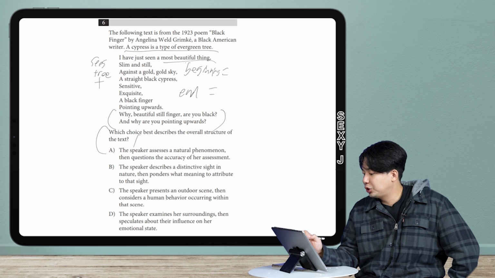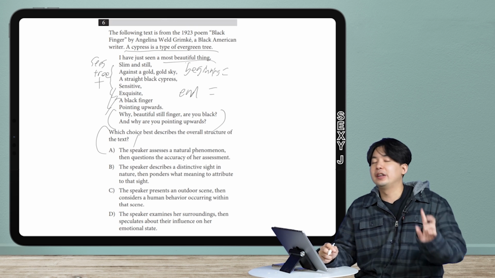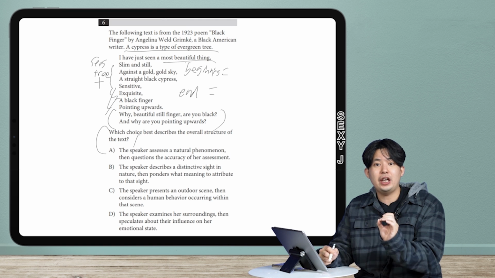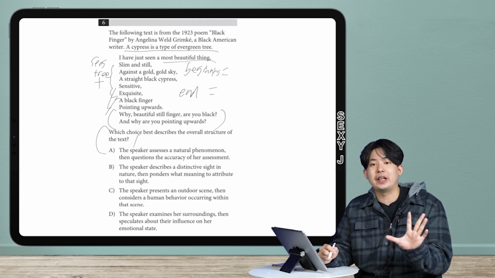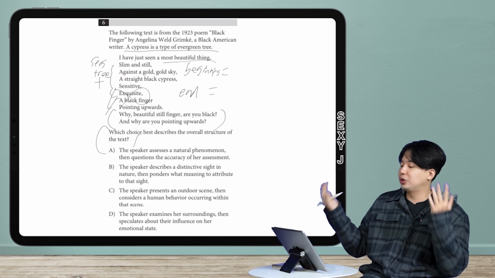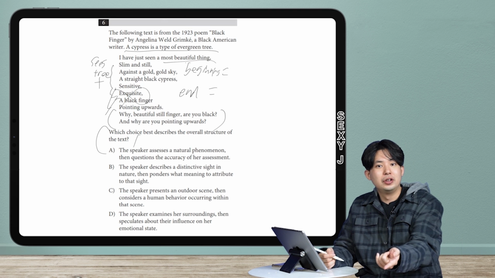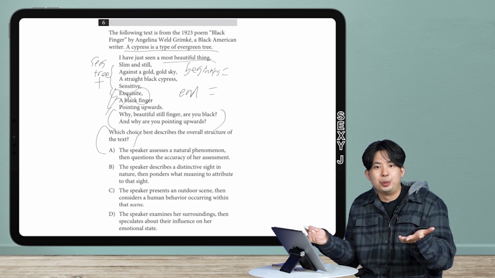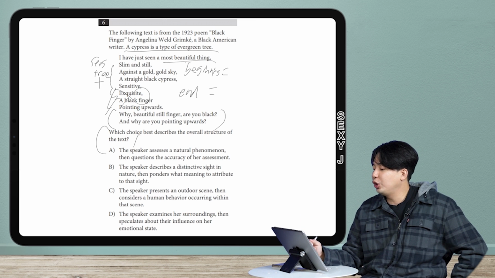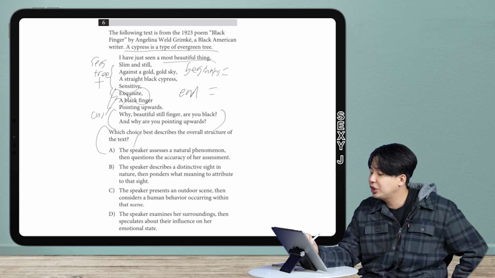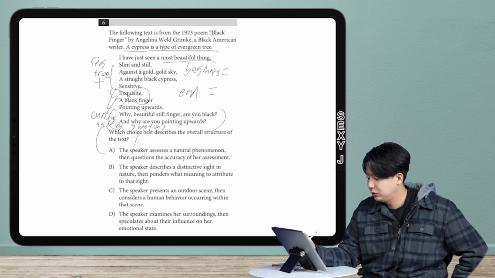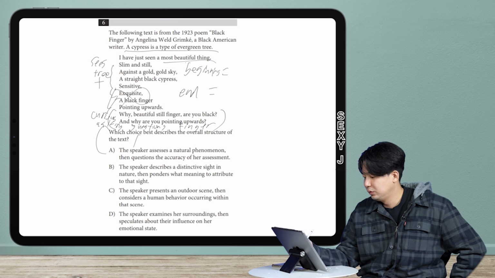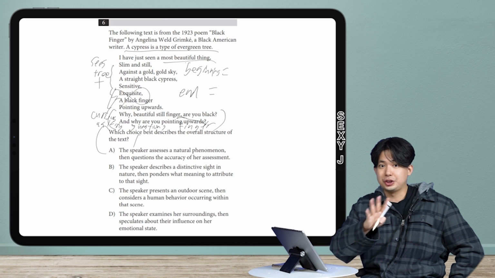So then we go into, okay, so she saw a tree, she's describing the tree, okay? And she's saying the tree is like a black finger pointing upwards. So again, let's say that I didn't make the connection that she's saying the tree looks like a finger. Let's say this is just a whole question mark. So let's say I just got that she's looking at a tree, and I don't get that part. But what did I say in the other video? In the literature, especially if I don't get it, what do I do? Just move on, keep it moving. Why, beautiful still finger, are you black, and why are you pointing upwards? She's curious. And she's asking questions to the finger. Let's just leave it at that, okay?